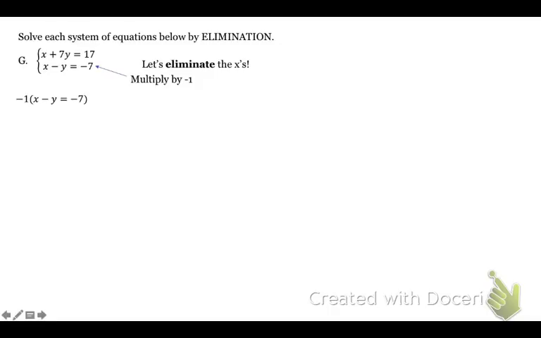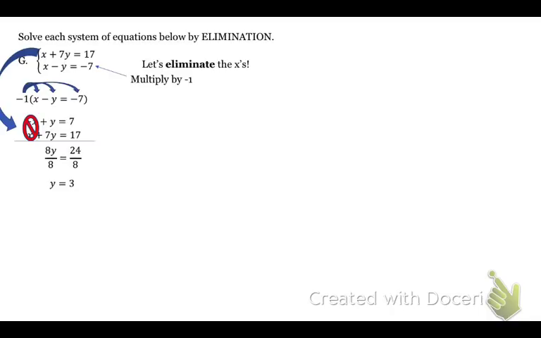So that's going to be negative 1 times x minus y equals negative 7. Distribute that into all 3 terms. So that's going to be negative x plus y equals positive 7. Bring that other equation down so you get x plus 7y equals 17. Those x's cancel. You get 8y equals 24. Divide by 8. Y equals 3.